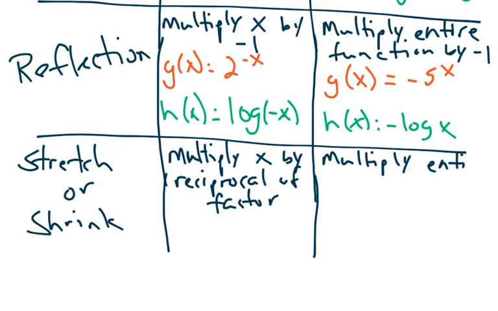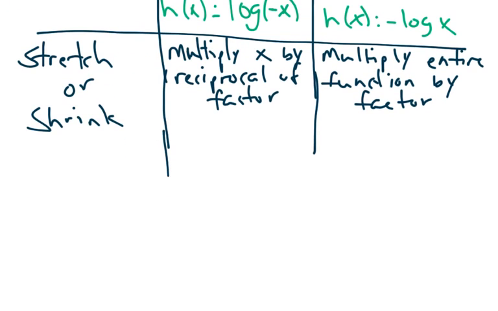Multiply the entire function by your factor. Whatever number you want to stretch or shrink it by, that's what you multiply by for the vertical stretch or shrink. Let me extend this table just a little bit. Let me give you an example.